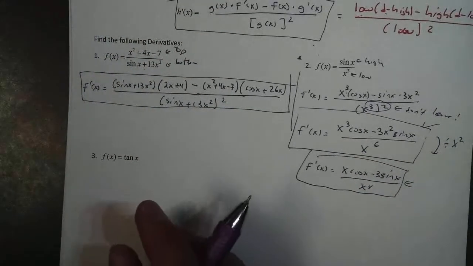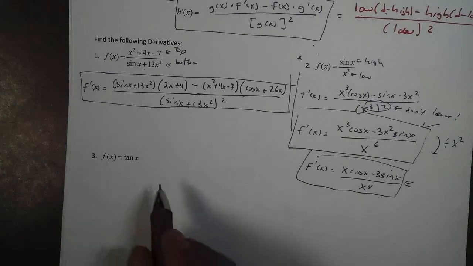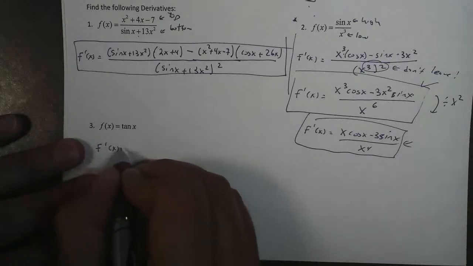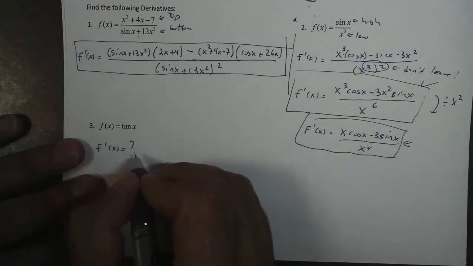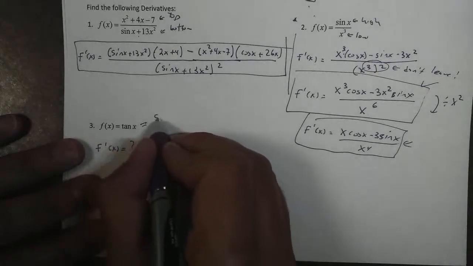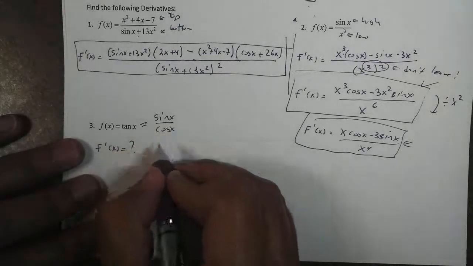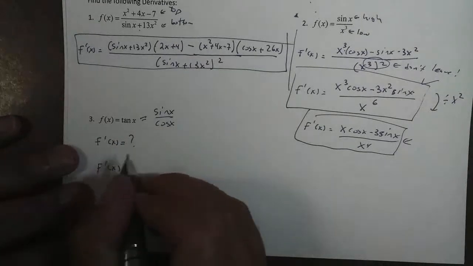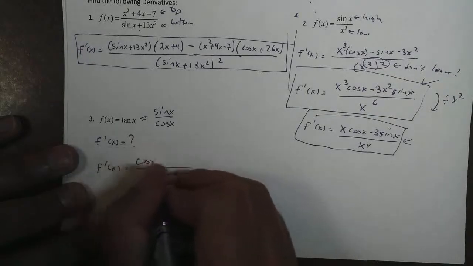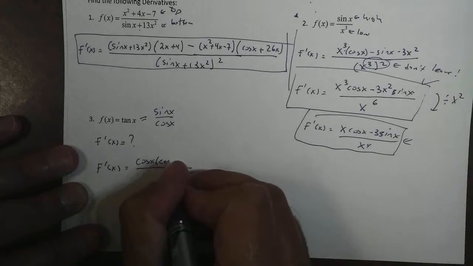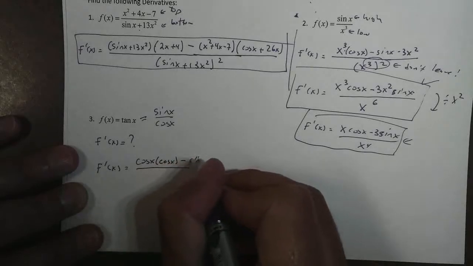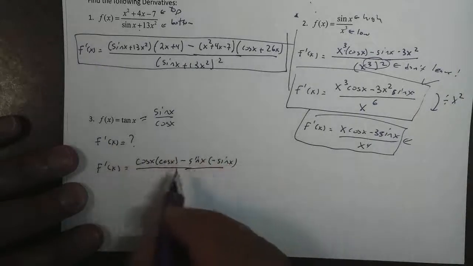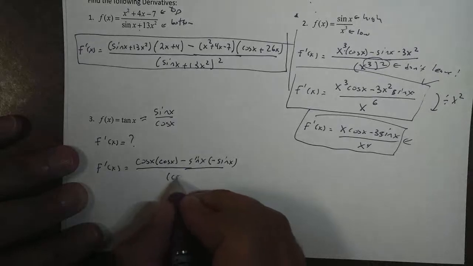Number 3. This is our derivative of tangent. So we have f prime of x equals, I don't know, it's not one of my rules, but I can write tangent as sine of x over cosine of x. So, therefore, to get the derivative of tangent, it's going to be the low, cosine of x, d high, derivative of sine is cosine of x, minus high, sine of x, d low, the derivative of cosine is negative sine of x. Yeah, I'm starting to see something up top here. All over the bottom squared.